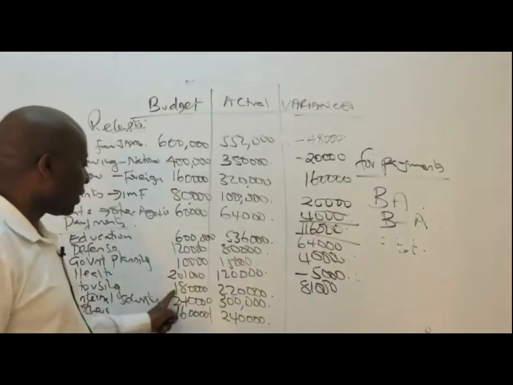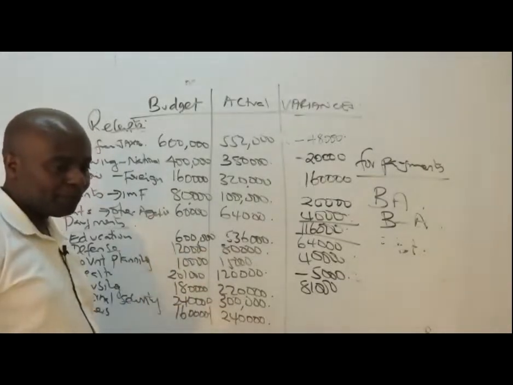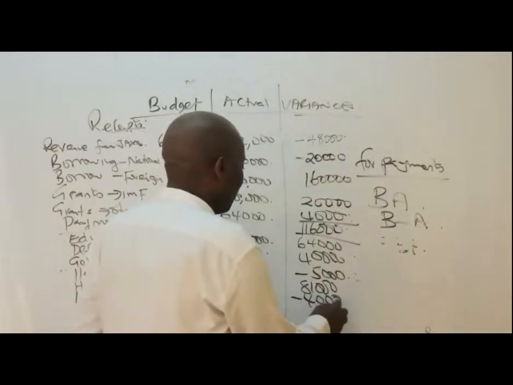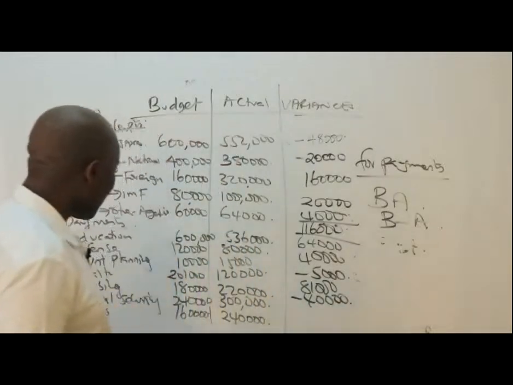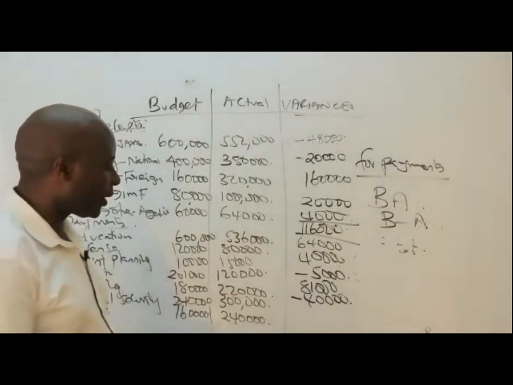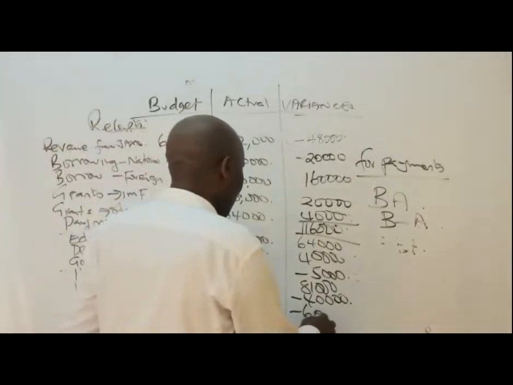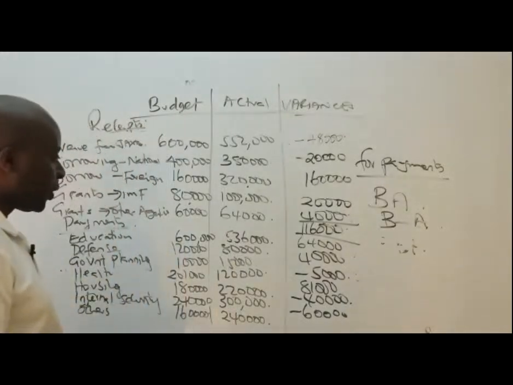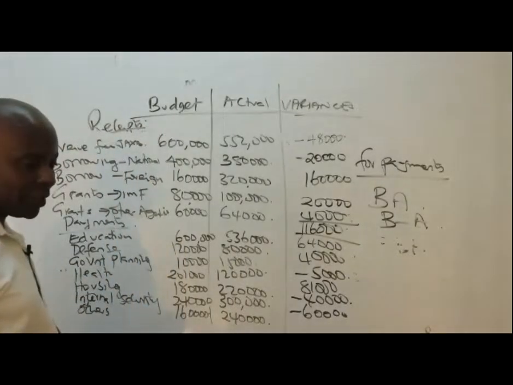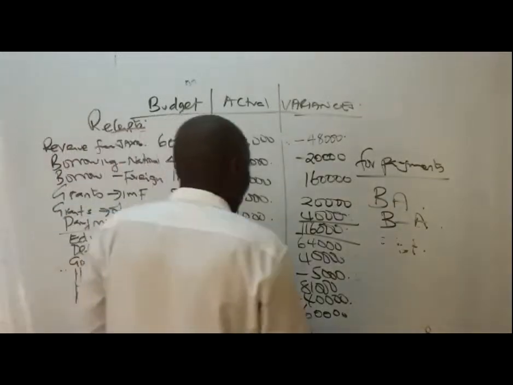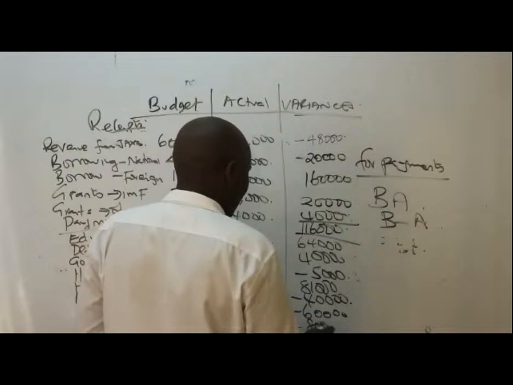How about housing? It is this. It will be minus something. So minus 40,000. Go to the next one. Internal security, what do we have there? Minus 60,000. And then you go to the last one. 160,000 minus 240,000 will end up giving us what figure, somebody there? Minus 80,000. So please give me the final total here for the payments.